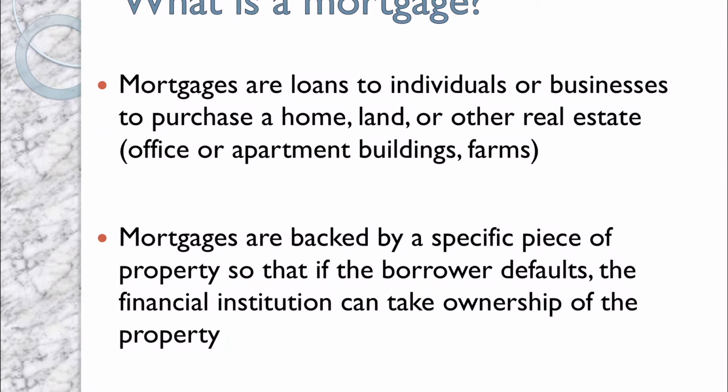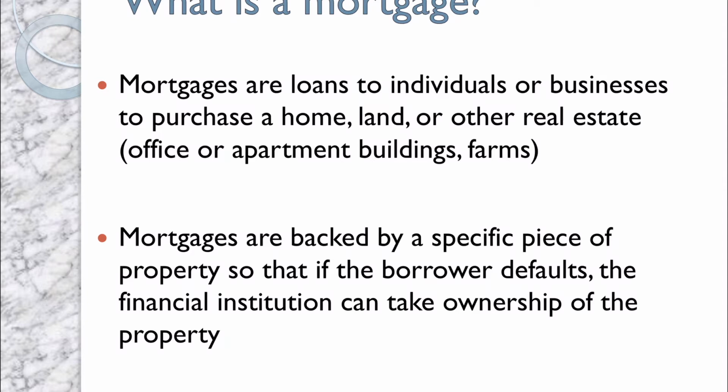So we talked about this real property being an office, an apartment building, a farm. Whereas with bonds, they could be debentures secured by no physical property. And then in the event of stocks, you have some general claim to assets. And also in the same event, you have a general claim to assets with bonds. Mortgages are actually backed by a specific piece of property.